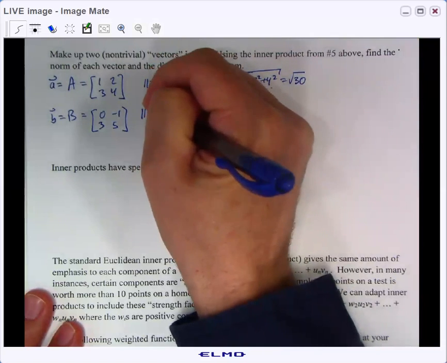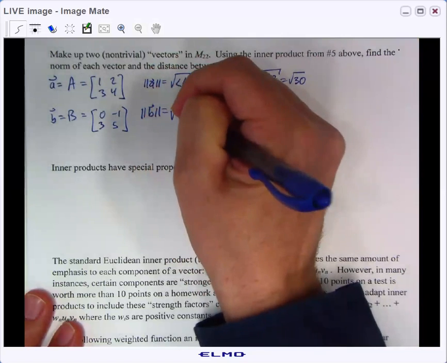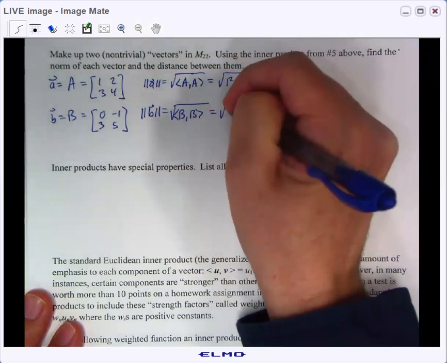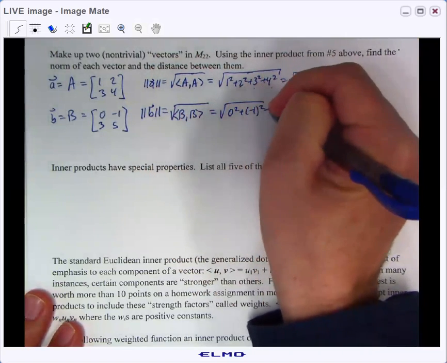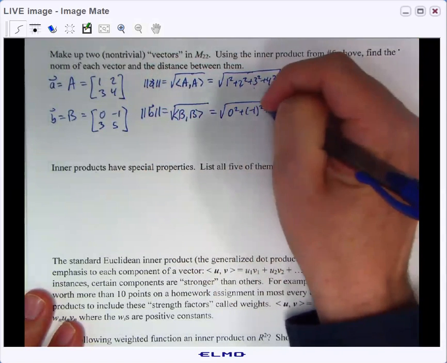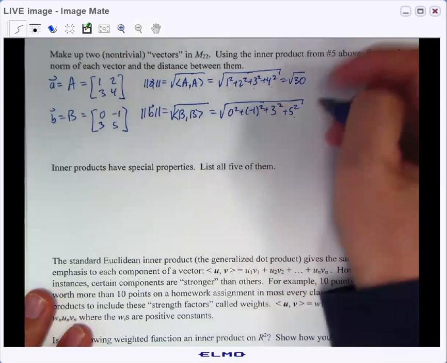Magnitude of vector B, which would be the square root of B inner product itself, is going to be the square root of 0 squared plus -1 squared plus 3 squared plus 5 squared. And that's 25 and 10 is 35.